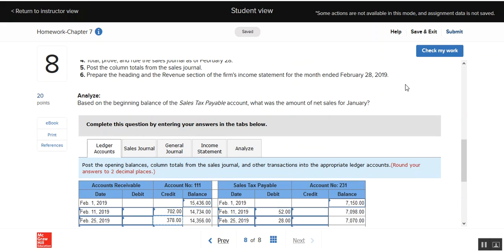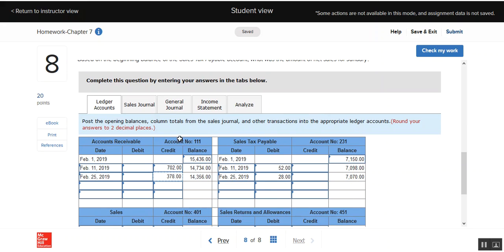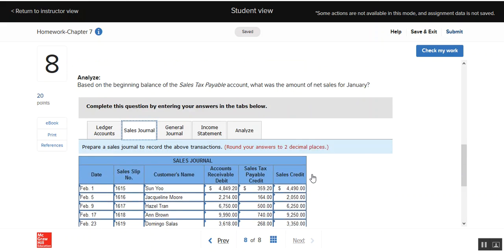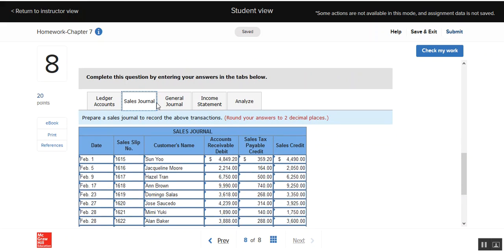Then the next thing it says is number 4, total proving the sales journal. I don't actually think we have to do that. I think it did it itself. Yeah, so it totaled everything up itself. But that's all that means. So that was step 4. Step 5, it says post the column totals from the sales journal. So we posted the entries in the general journal. Now we have to post these entries in the sales journal.